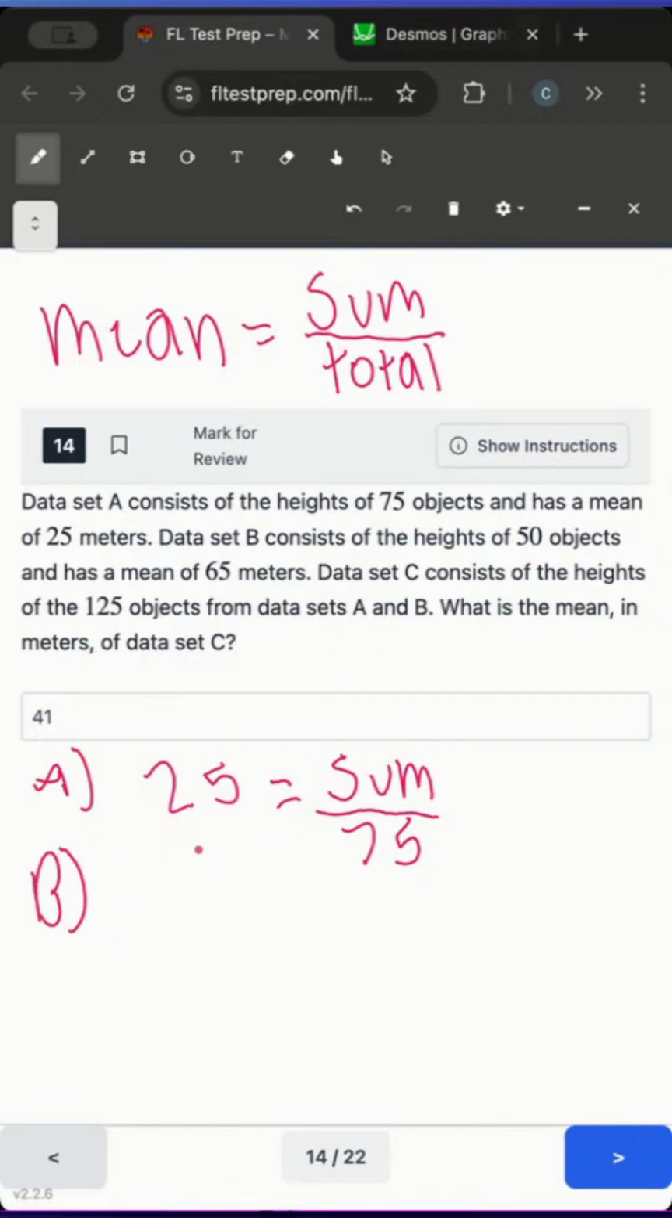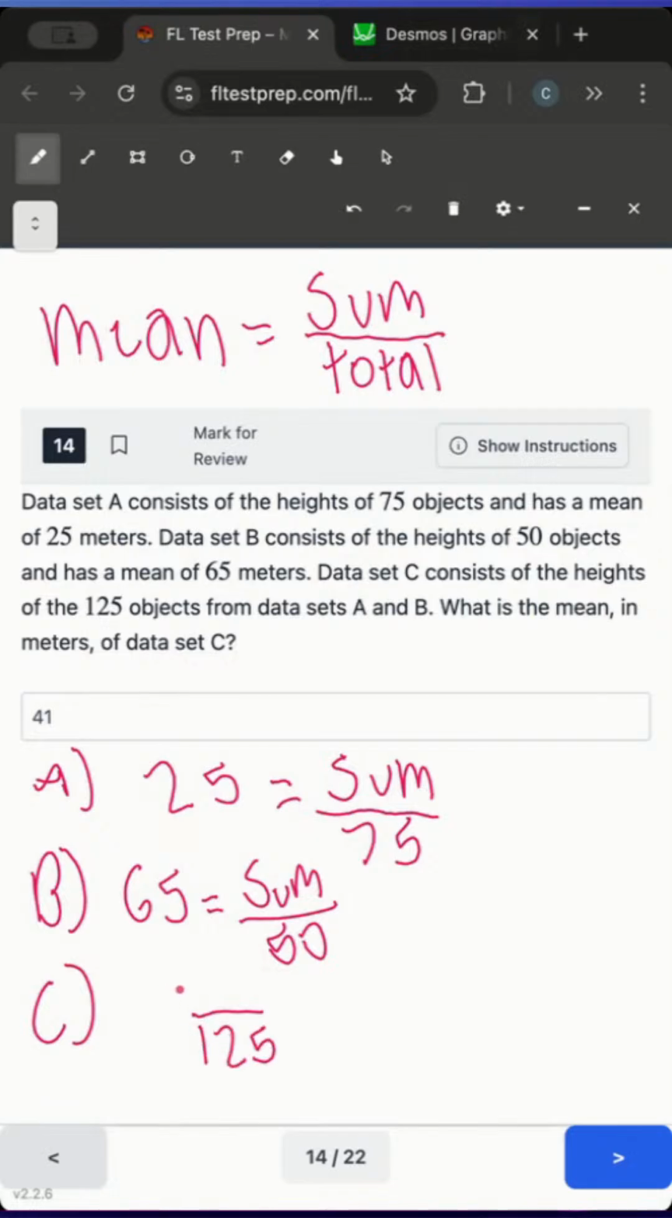Let's do B. B is the height of 50 objects and a mean of 65. So 65 equals the sum over 50 objects. And then we have C. C consists of the heights of 125 objects from data sets A and B. What is the mean? We don't know the mean, and we also don't know the sum of C. But it looks like we have all the objects of A and B. So wouldn't it make sense that the sum of C would also be the sums of both A and B? That's how you solve this.